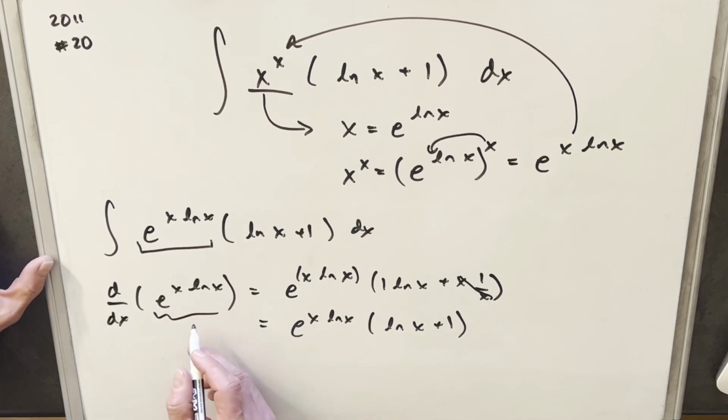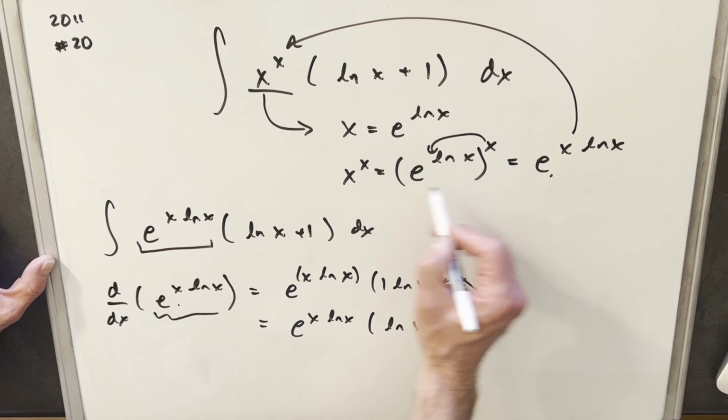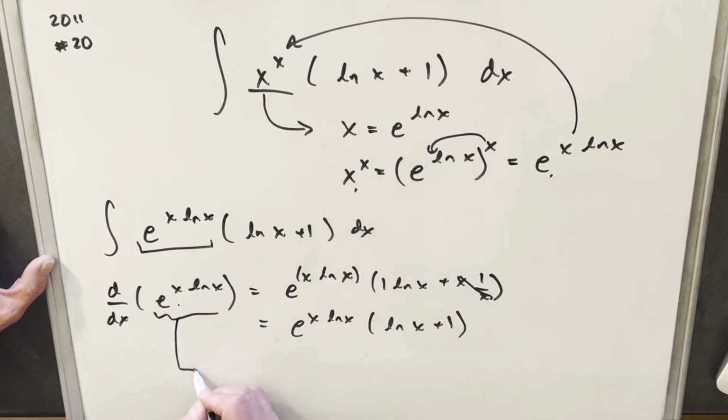But just to finish this off, we can rewrite it. Now remember, this is the same thing as x^x. So for our final solution, we could leave it in this form, but I think to be nice and to match the MIT solution, we'll write our final solution as x^x + C.